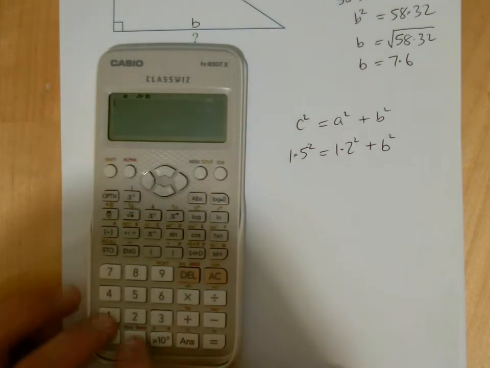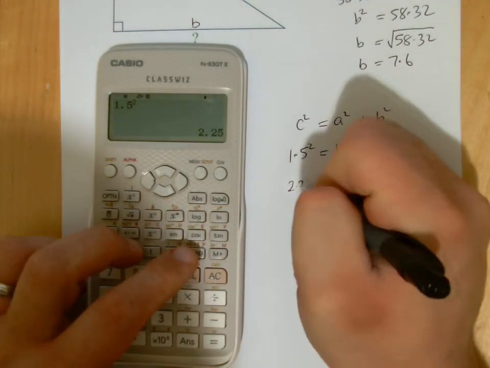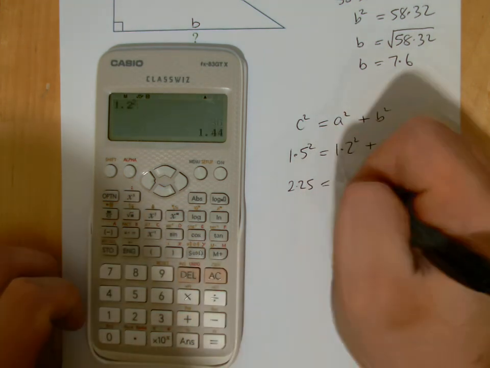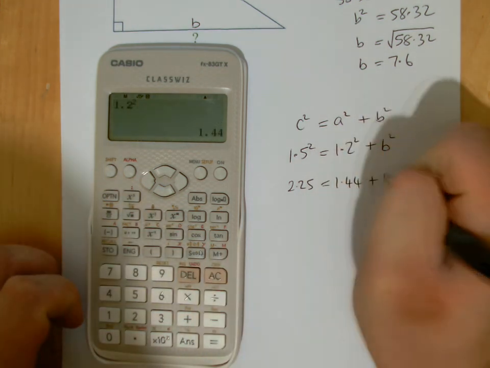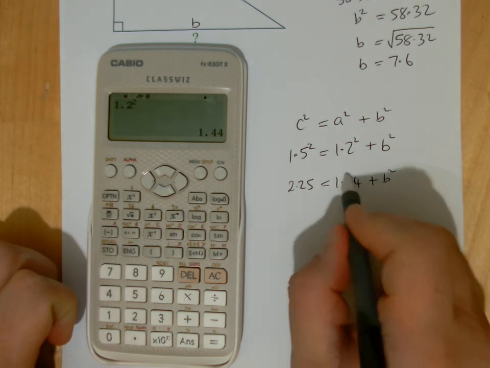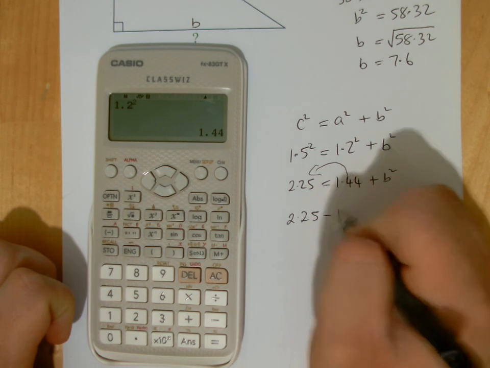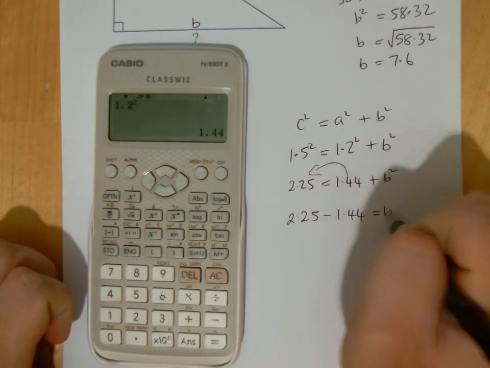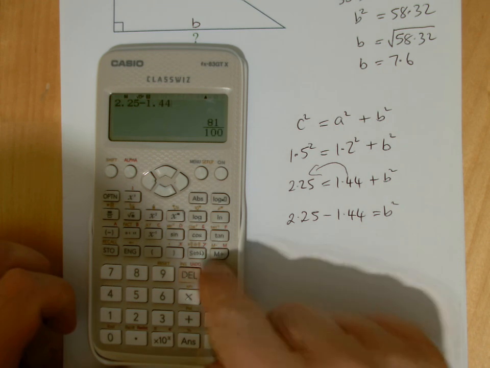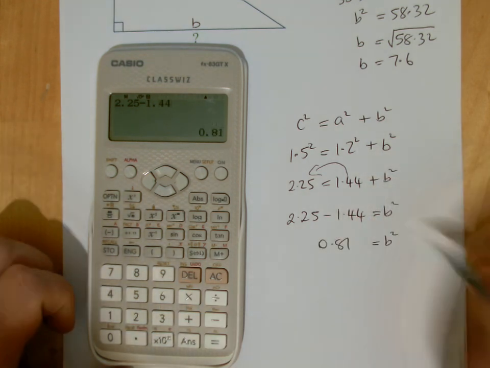So we do 1.5 squared is 2.25. 1.2 squared is 1.44 plus B squared. And just the same as before, we want to get B on its own, so we'll take this number over. So we'll have 2.25 take away 1.44, that will equal B squared. And I get 0.81. So 0.81 is equal to B squared.